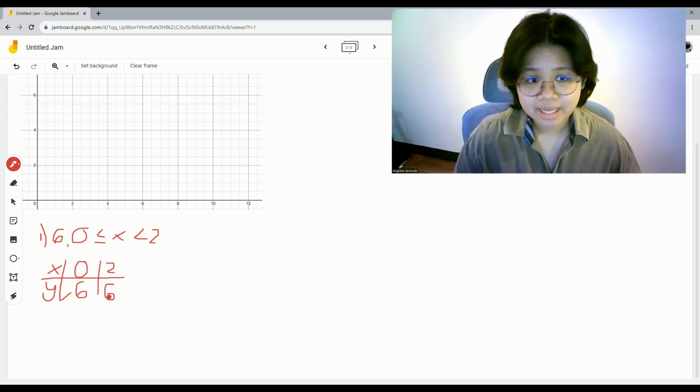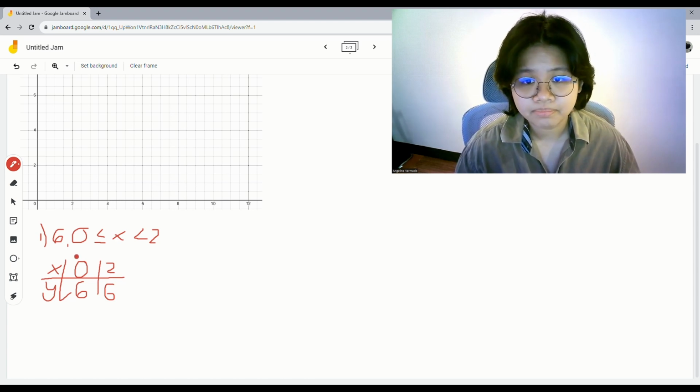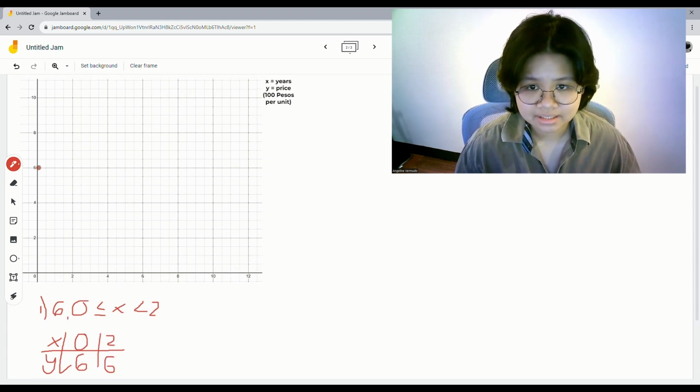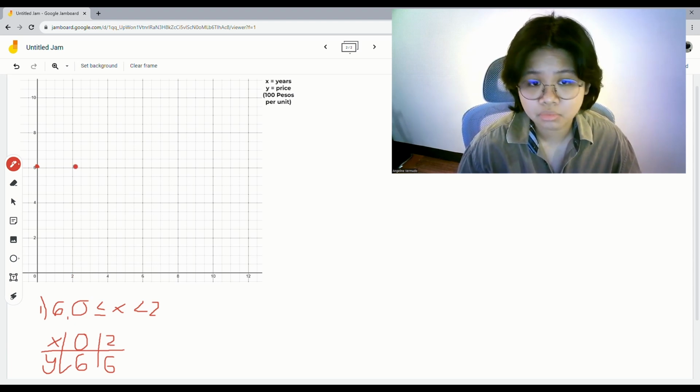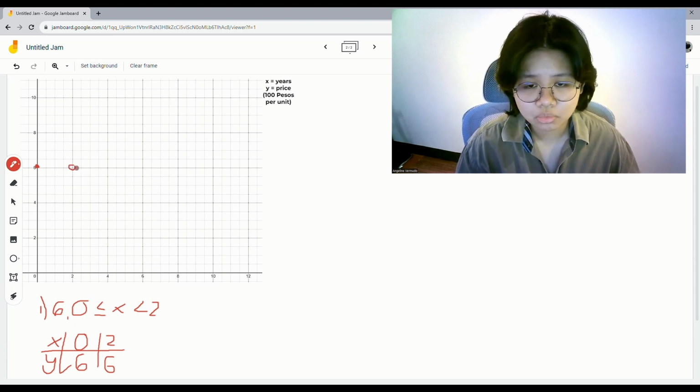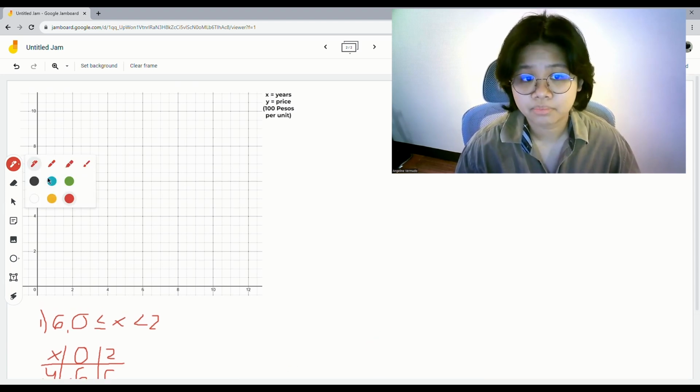Given our table of values, we will now graph the first equation. Our first x is 0, and our y is 6, which will be located here. This is the first point. Meanwhile, our second x will be 2, while the second y will be 6. And this will be located here. These are the first couple of points of our equation.